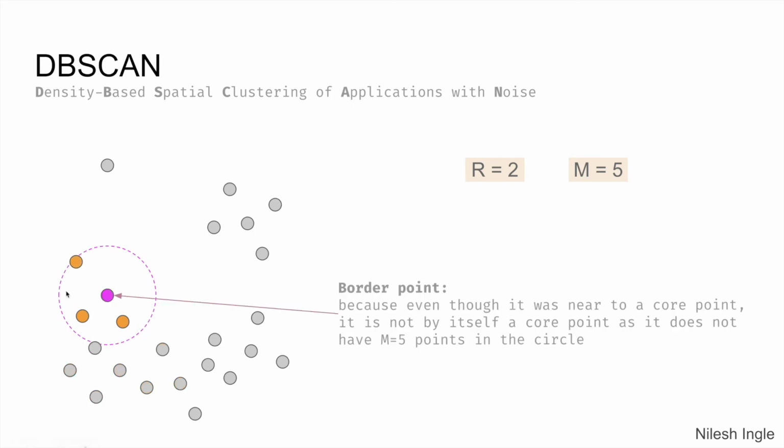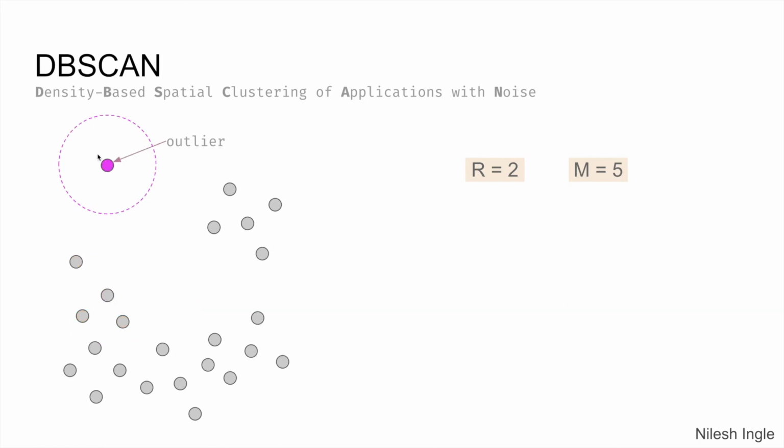And if we reach a position, as in this case, where there are only 4 points in the circle, and we need 5 to make this a core point, then this particular point is called a border point, and it's not a core point. And there could be some data points where there is only one data point in the circle around which it is drawn, so there are no additional points, and such a point could be called an outlier.